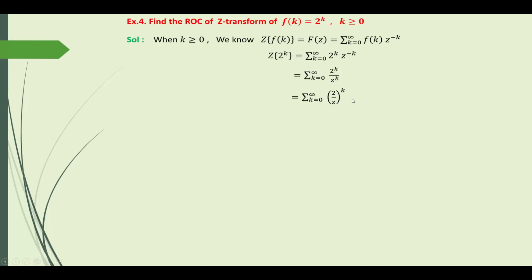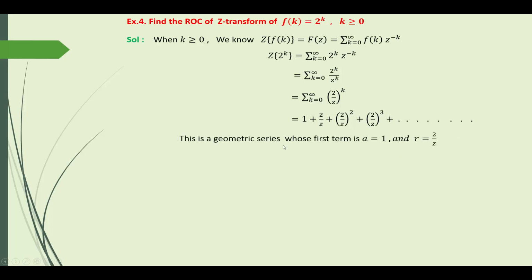Now expand this series. First put k is 0, any term raised to 0 is 1, then plus k is 1, so 2 upon z, put k is 2, so (2 upon z) bracket square, put k is 3, so plus (2 upon z) bracket cube plus dot dot dot. This is a geometric series whose first term a is equal to 1 and common ratio is 2 upon z.